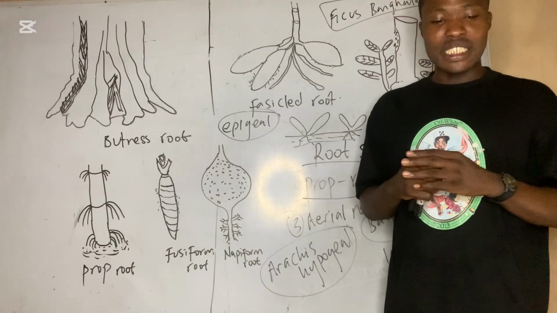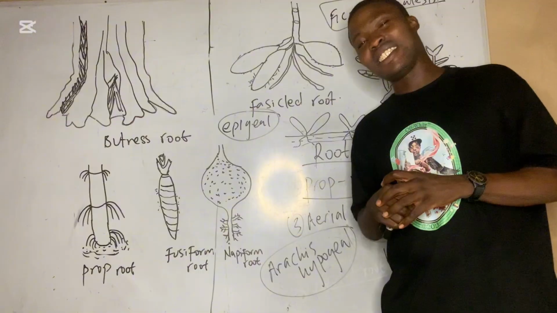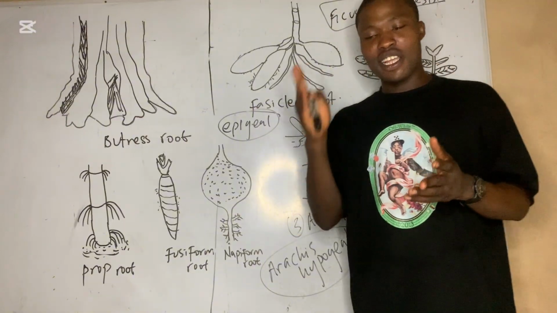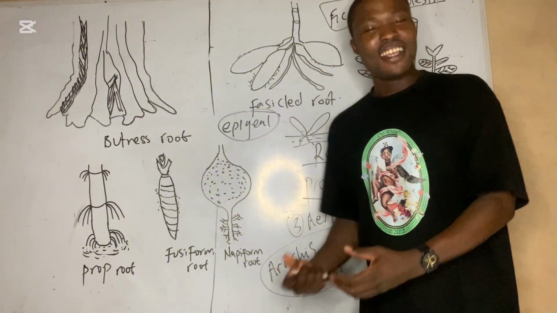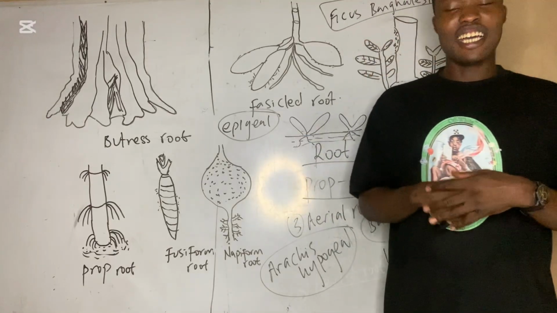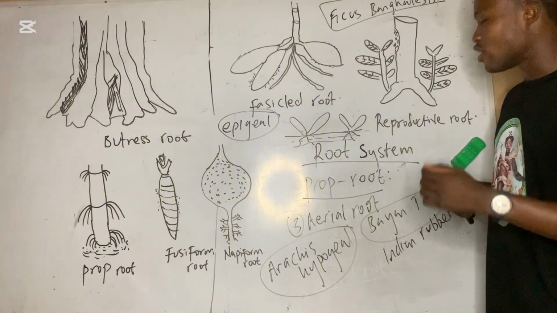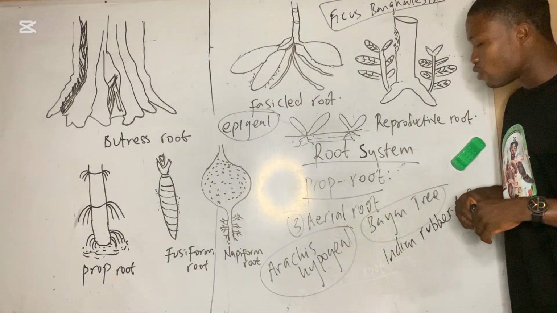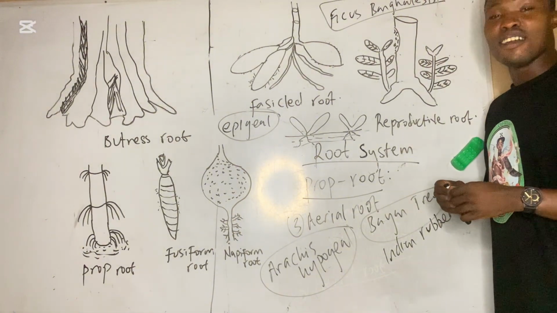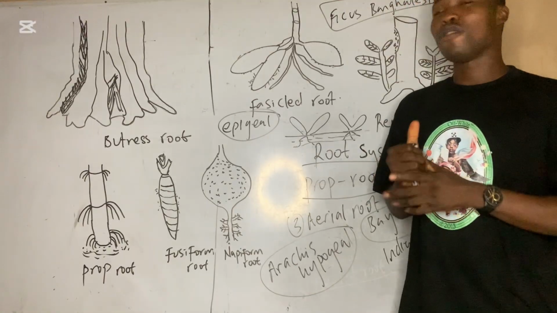One last difference between monocot and dicot: the seed leaf. Anytime you can break a seed into two equal halves, it's a dicot. Anytime you cannot break a seed into two equal halves, it's monocot. So those are the major differences between them.